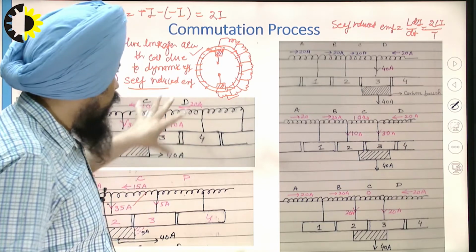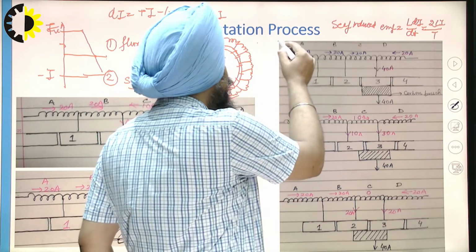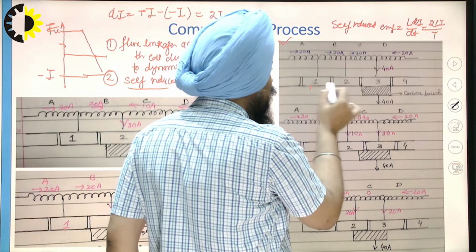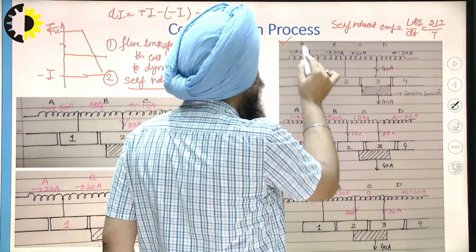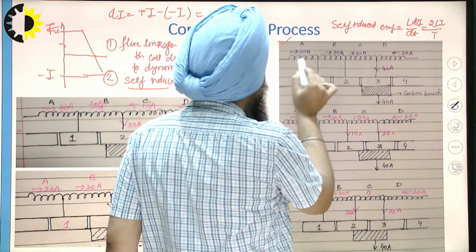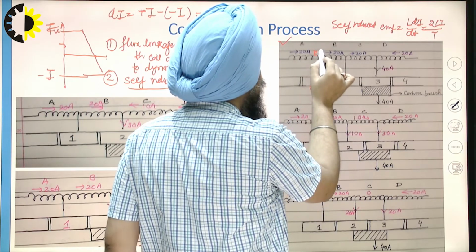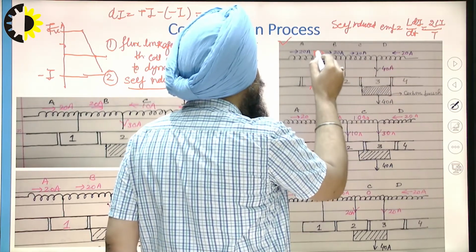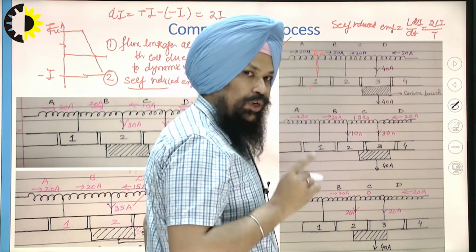Now see how commutation takes place. In this particular diagram, this is the starting point. You can see over here, there are commutator segments 1, 2, 3. To these commutator segments, the coils A, B, C and D are connected like this. You can see this particular coil end is here, and start is here. The second coil is the B coil, and the end and start of these windings are connected to this particular commutator segment 1.